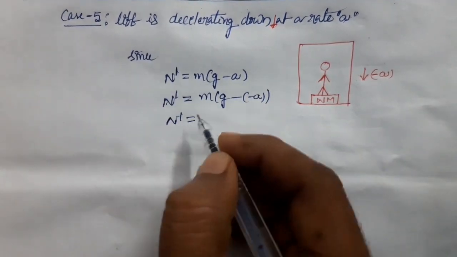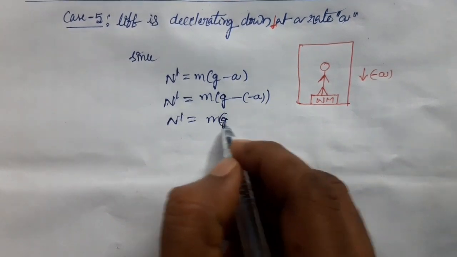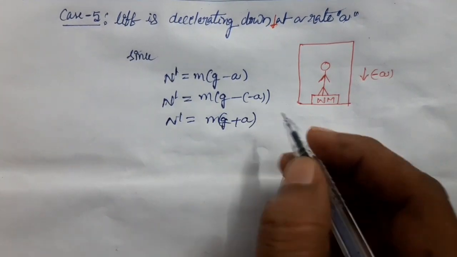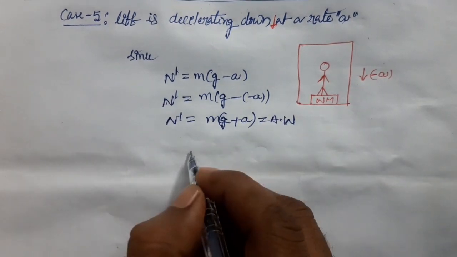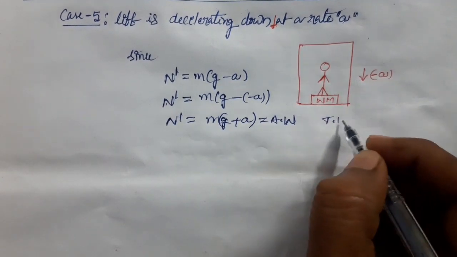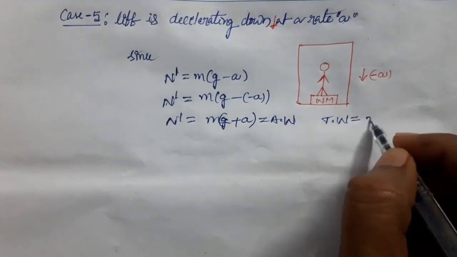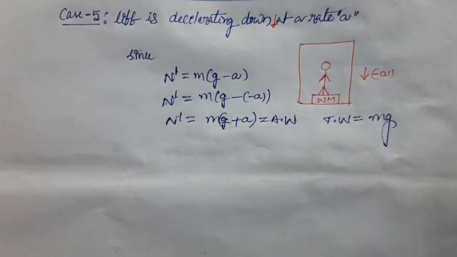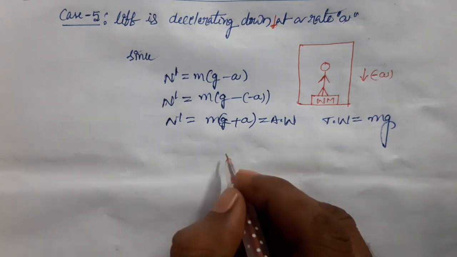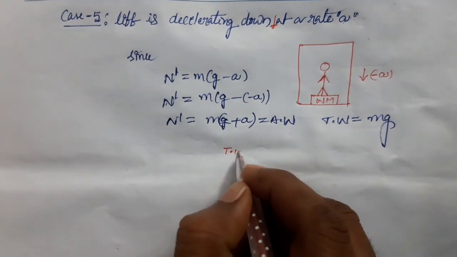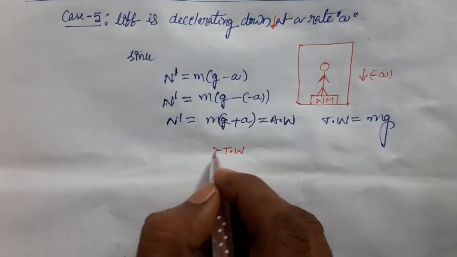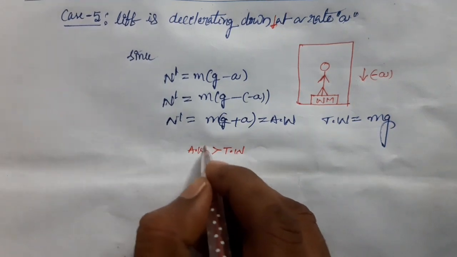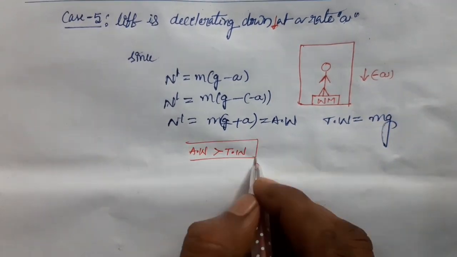So n dash is equal to m of g plus a. So this is the apparent weight as compared to the true weight. True weight, do you know, students, true weight of the man is equal to mg. As compared to this true weight of the man, in this case also, the true weight is less than the apparent weight. That means the apparent weight is more than the true weight, students.